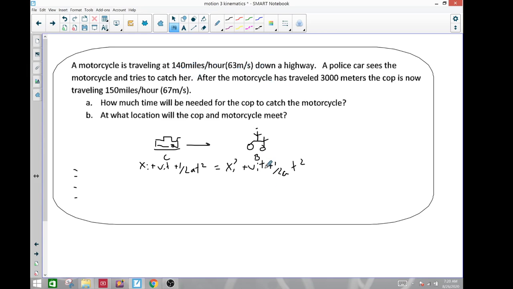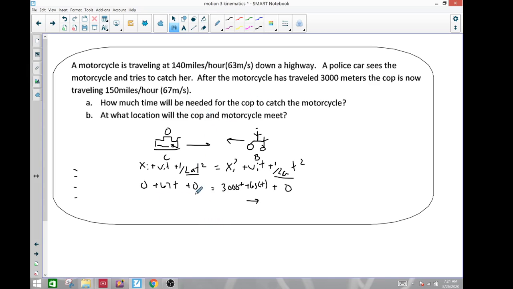The motorcycle is traveling 63 initially, and xi is actually 3,000. Notice that this guy is positive because he's traveling to the right. If he was traveling towards the cop, then he would have a negative velocity. No acceleration, so this whole factor is 0. Equals, now for the cop I'm going to set the frame of reference at 0, so it's 0 plus vi, which is 67, t, and again 0 for acceleration, at least it wasn't listed.